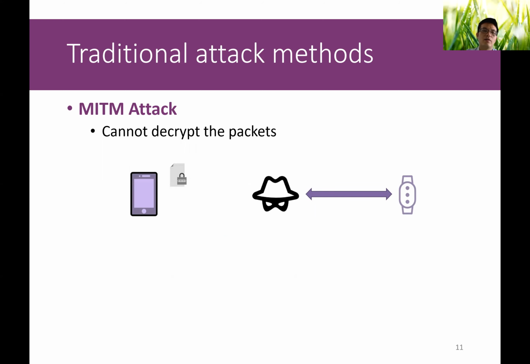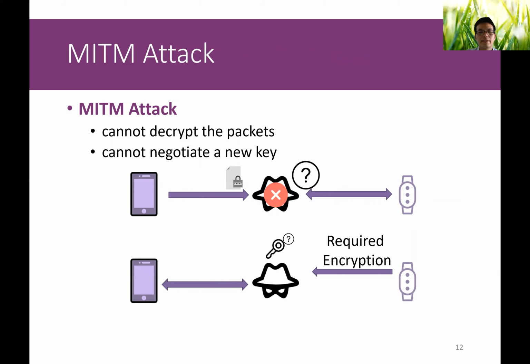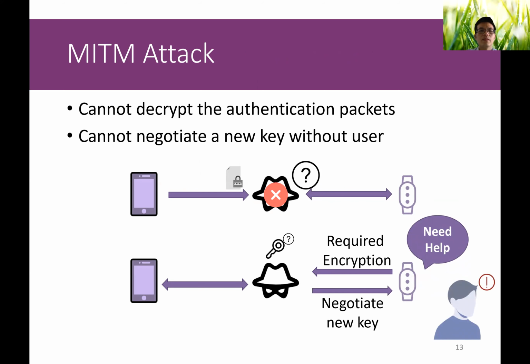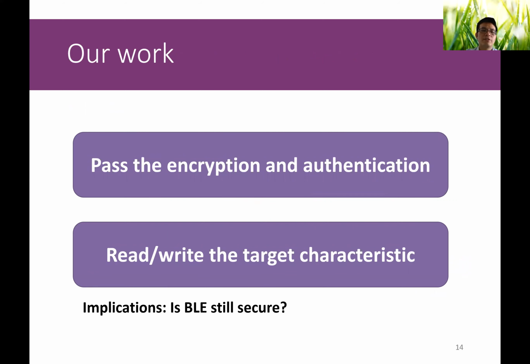Basically, based on the mechanism of using encryption and authentication, the BLE link can be very secure in theory. For example, the attacker cannot decrypt the data packets in the link as it cannot get the encryption key. Meanwhile, the attacker also cannot set up a new encryption key with the peripheral device, since this usually involves user participation. However, in our work, we show that we can pass the encryption and authentication in practical BLE applications. As a result, we can read and write all the characteristics in the BLE link. This also implies that the widely used BLE may not be secure enough in many application scenarios.